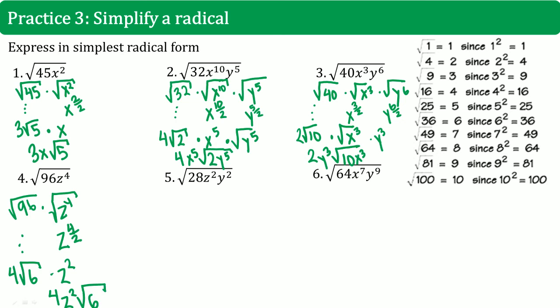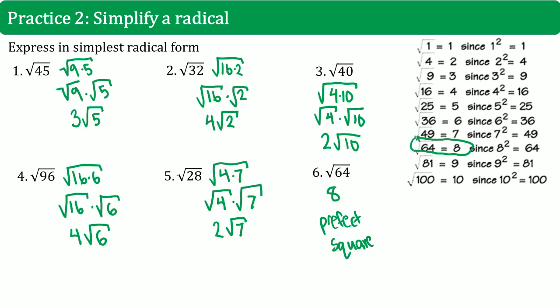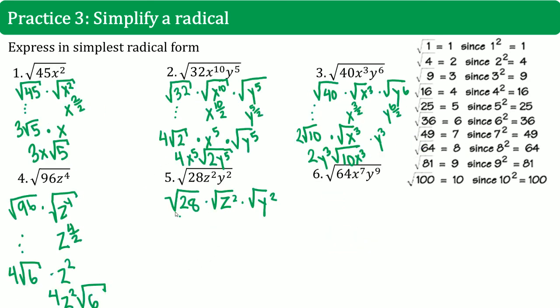Next, break this up into its 3 pieces. So this is square root 28 times square root z squared times square root y squared. We know that the square root of 28, let's look at our previous problem, was 2 radical 7. So this was 2 radical 7. This was z squared divided by 2, which is just z. And this is y squared divided by 2. So that's just y. So it's 2zy radical 7.